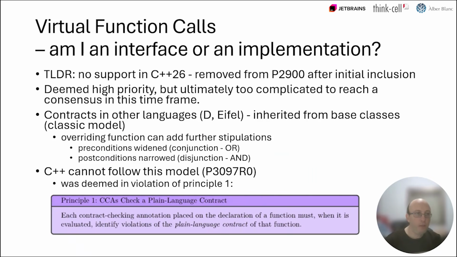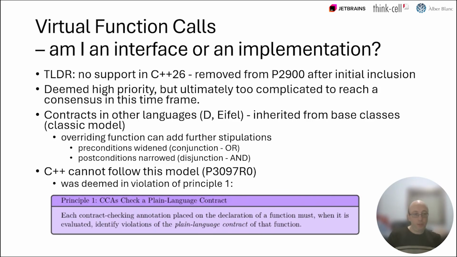On now to the big topic of virtual function calls. Now, this was one of those topics that for some people is a must-have in C++26, even though it's a contract MVP only at this stage. Ultimately, we had to remove it after it was initially included in P2900 because it could not reach an ongoing consensus on how to do this the right way. There are several proposals, but we will have to see them for C++29.